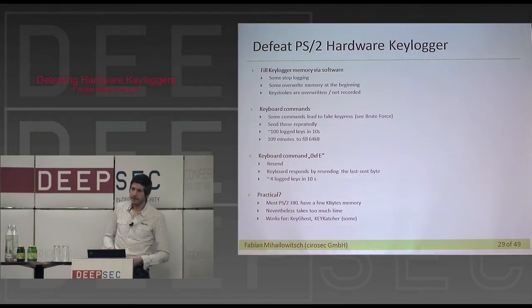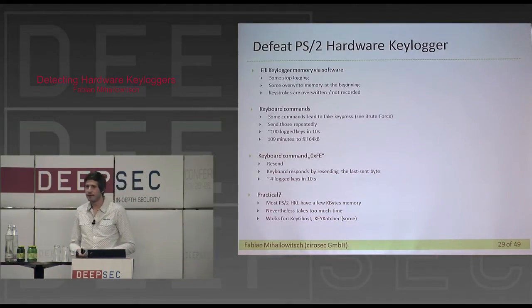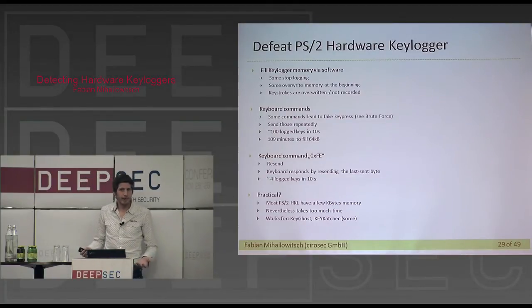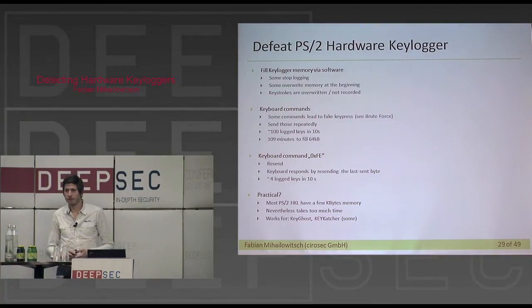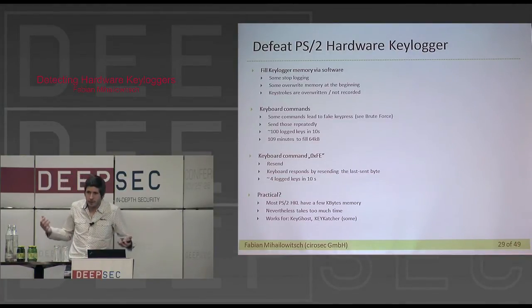Once it is detected, we maybe even would like to defeat the keyloggers. My first idea for defeating the keylogger was just to fill the keylogger memory. As I said, the keylogger logs everything to its memory, so if you fill up the memory, something will happen. What actually happens depends on the model. Some models just stop logging once the memory is full. Other models start to overwrite the memory at the beginning. Either way, it doesn't work anymore: it overwrites the keystrokes, or it doesn't log at all.